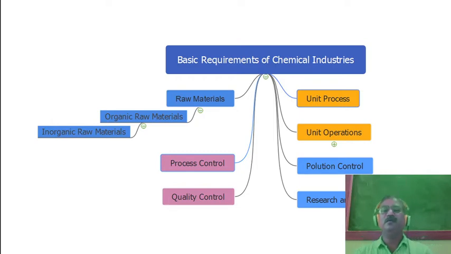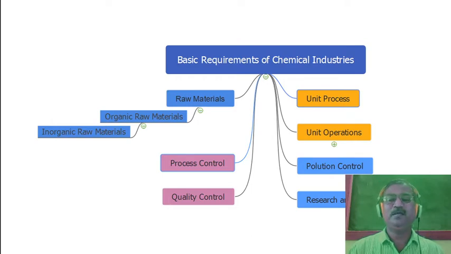No doubt, we all know that whenever we have to start, establish, or develop any industry, the main important fundamental requirement of the industry is the raw materials, the supply of raw material. In the same manner, the first fundamental basic requirement of a chemical industry is raw materials.